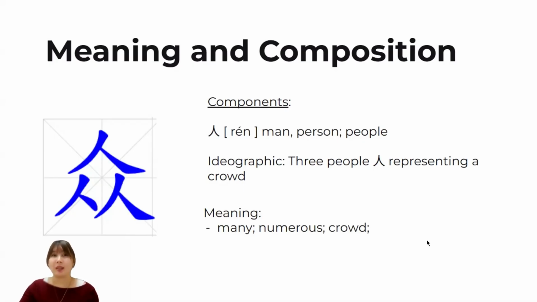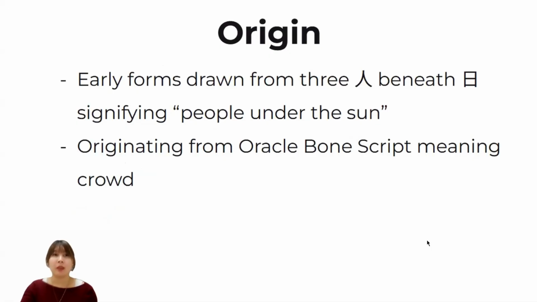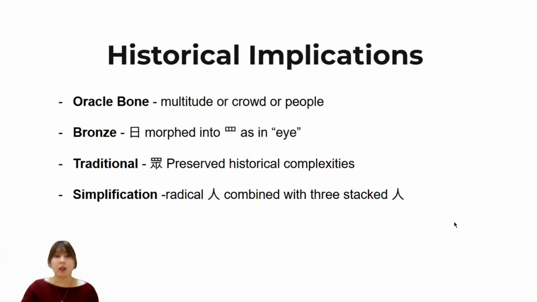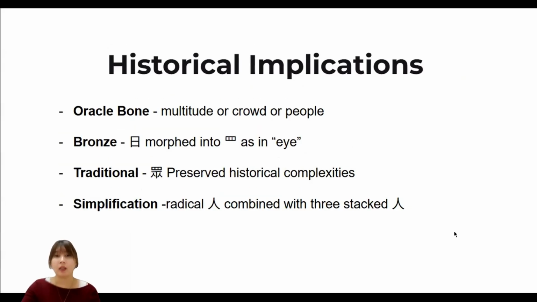So as you can see here, in its origin, its early form drew inspiration from those three people beneath, signifying the people under the sun, and originated from the Oracle Bone script as well, again meaning crowd. A little bit of historical implication is that in the Oracle Bone script, it meant multitude or crowd of people.